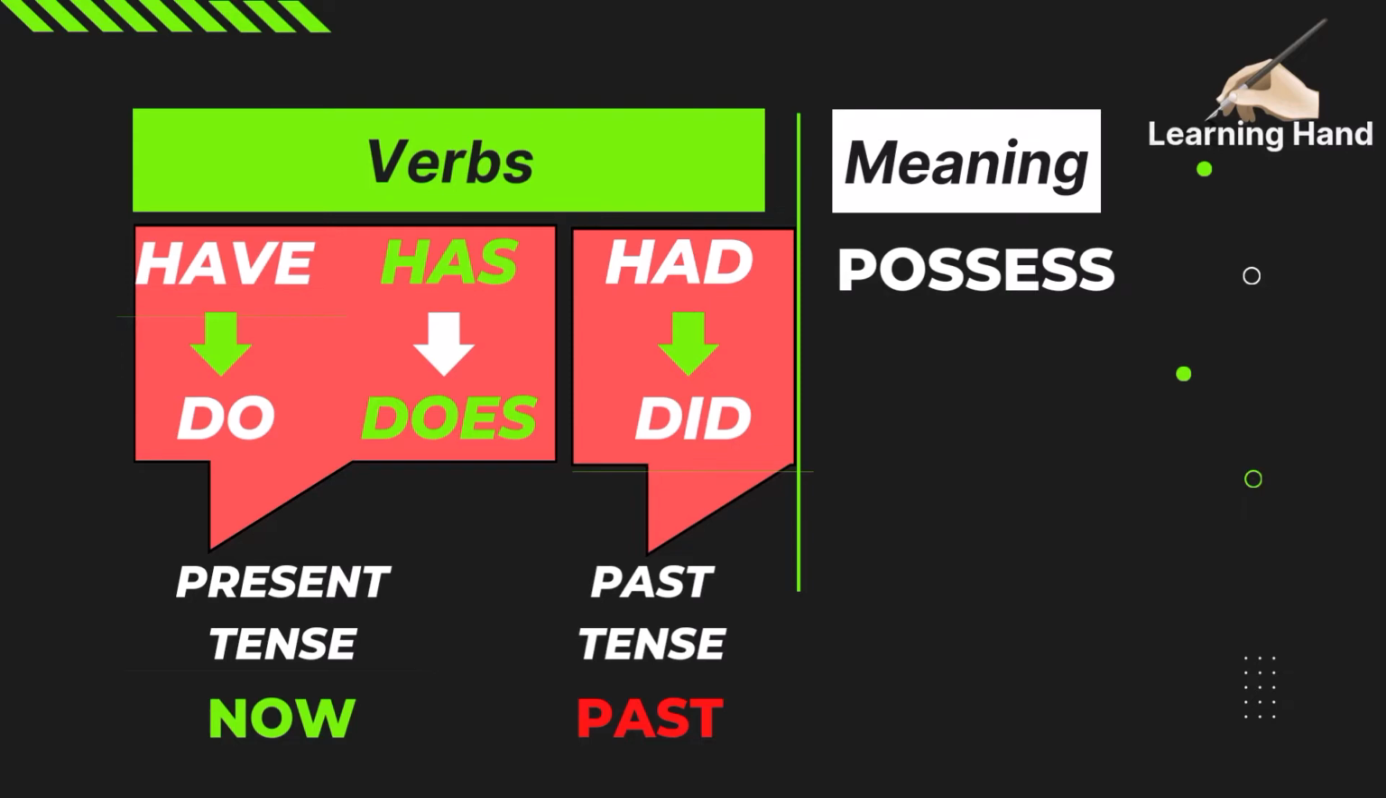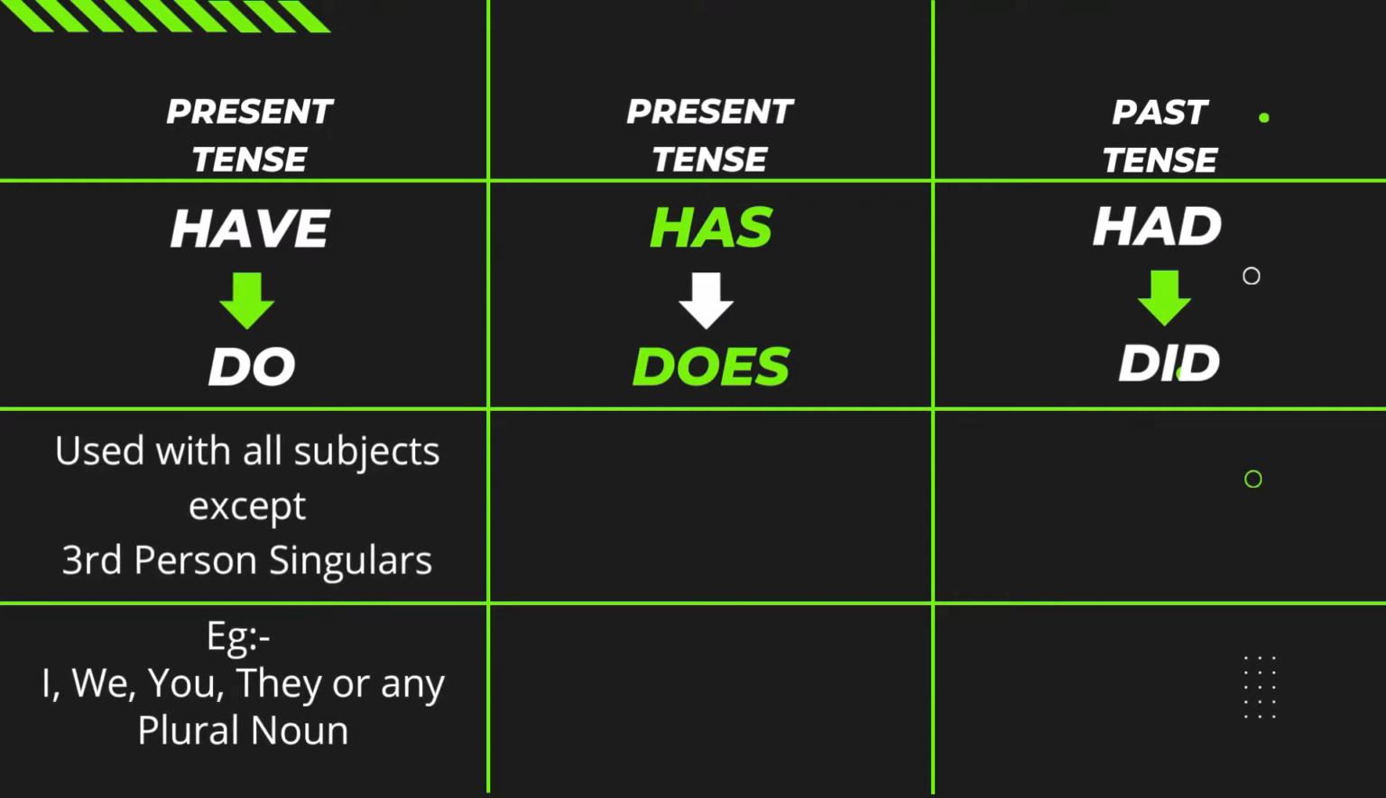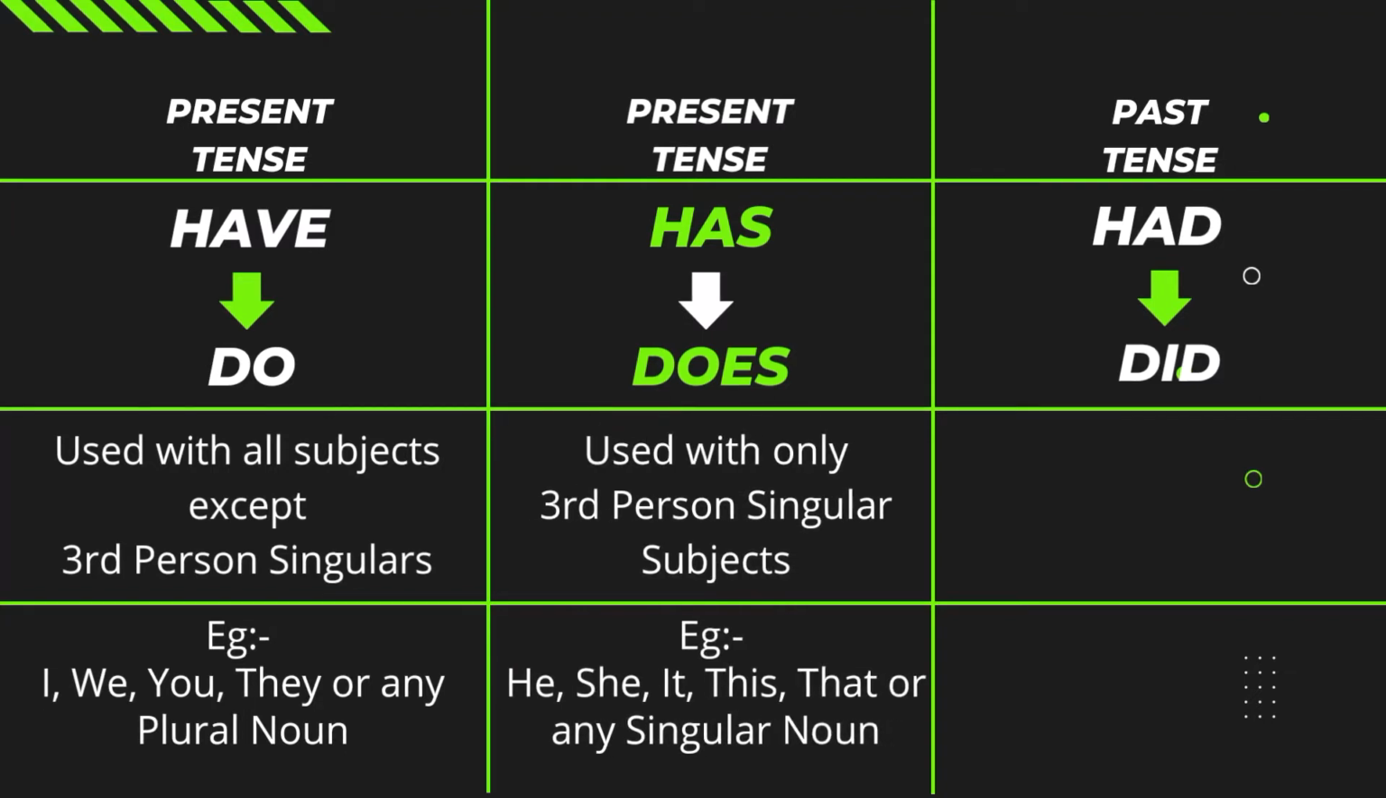Both the words have and has are used in present tense and their meaning is also the same. But what is the difference between them? The difference between these two words is based on the subject of the sentence. We use the word have to show the possession of all the subjects except third person singulars. Example, I, we, you, they or any plural noun. And we use the word has to show the possession of only third person singular subjects. For example, he, she, it, this, that or any singular noun.